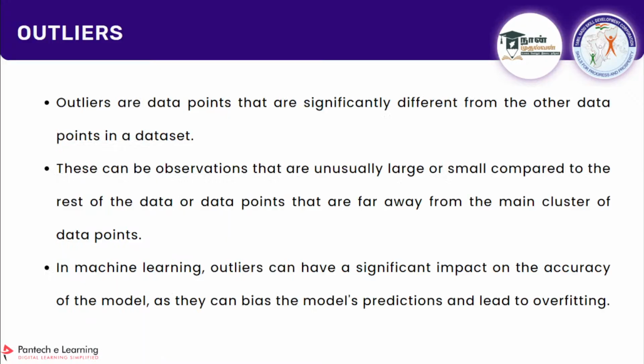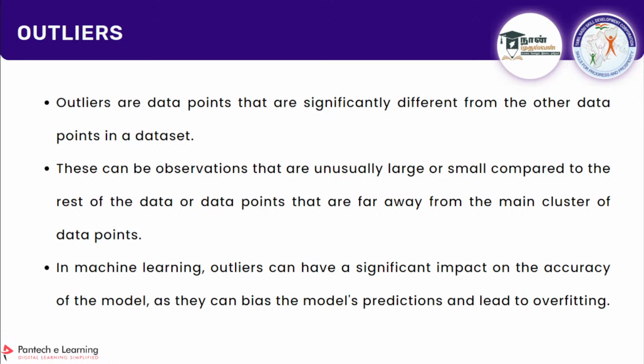Can we start? So starting with outliers. Outliers are data points that are significantly different from the other data points. These are observations that are unusually large or small compared to the rest of the data, very far away from the main cluster. In yesterday's class, I told you, if you have age from 0 to 12, but instead of 12 the final age is 120, while the others are from 0 to 11, then it is an outlier.